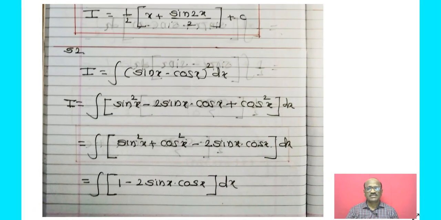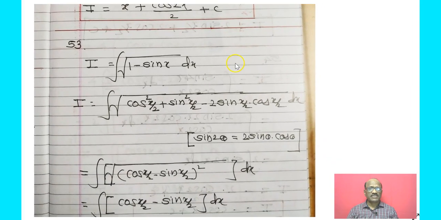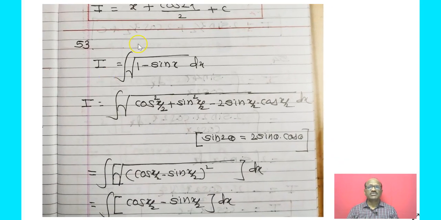And in the next step, you are getting I is equal to the integral of 1 minus sin of 2x. The integral of 1 is x, and the integral of sin of 2x is minus cos of 2x upon 2. Minus becomes plus. Therefore, I is equal to x plus cos of 2x upon 2 plus c. Now next problem number 53, that is I is equal to the integral of root of 1 minus sin x dx.